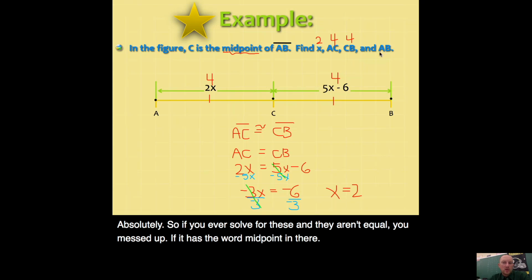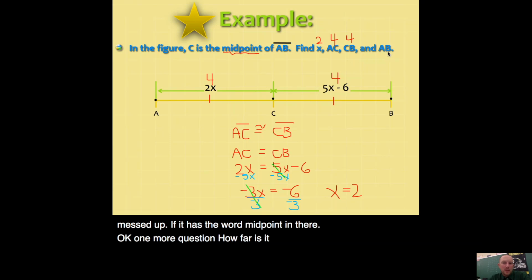Okay, one more question. How far is it from A to B? Little segment plus little segment gives you the big one. 4 plus 4 is 8.